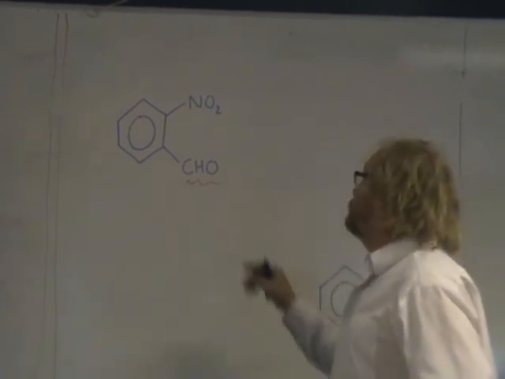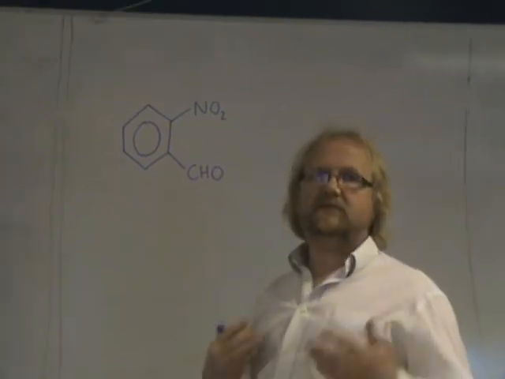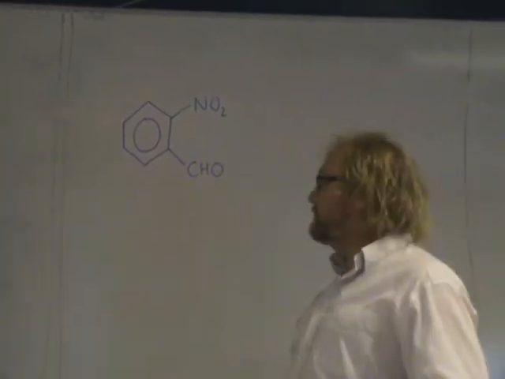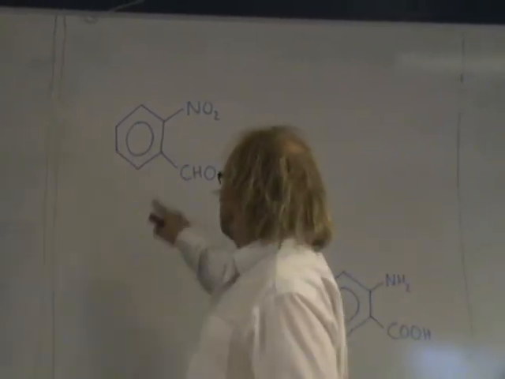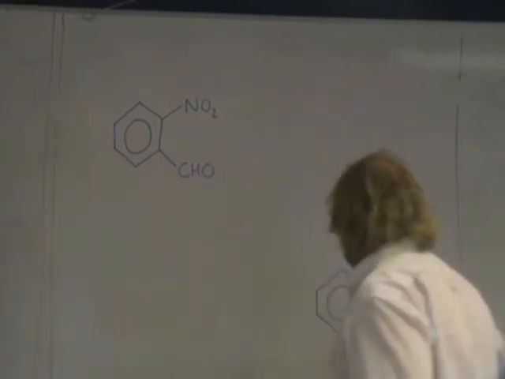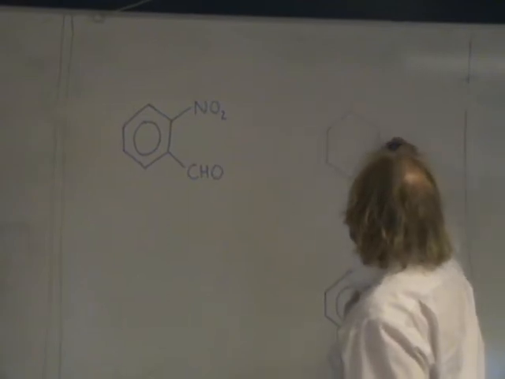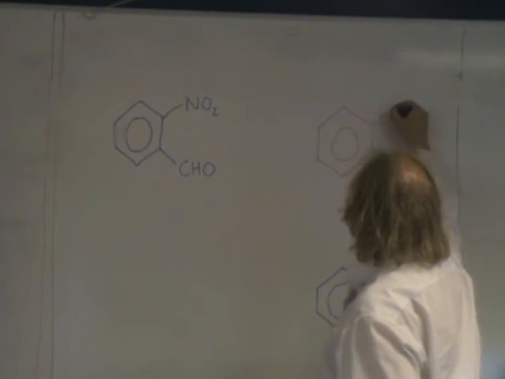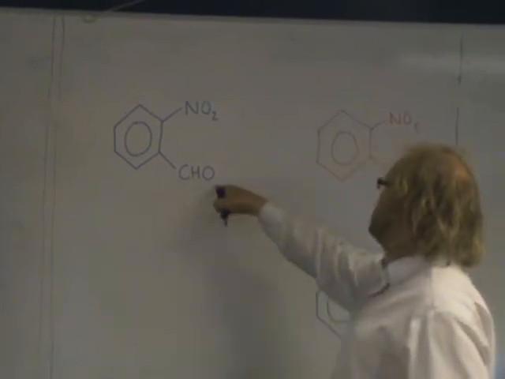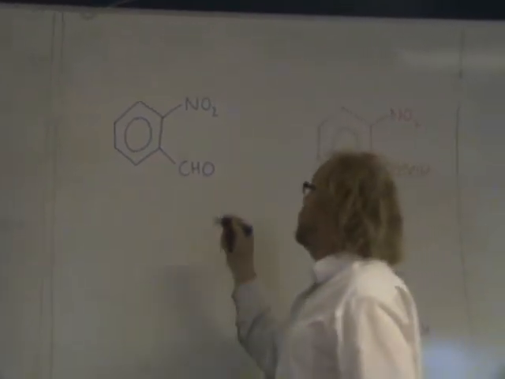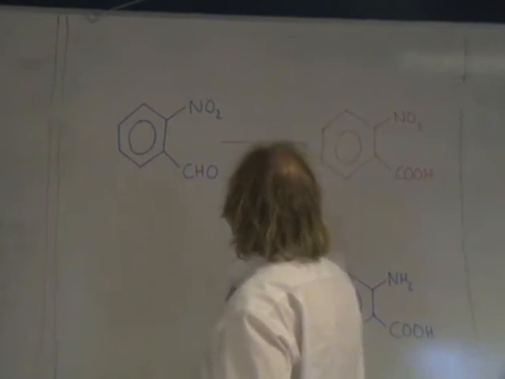Okay, now we've got to find a method to convert this into that. So obviously we've got two functional groups to change, two-stage reaction. You can pretty much do it in either order. So I'm going to start by converting the aldehyde group into the carboxylic acid group. So we're going to go through an intermediate compound, which is this one, still with the NO2, but now with COOH there. So that's obviously just an oxidation, and you can do that using aqueous acidic potassium dichromate.